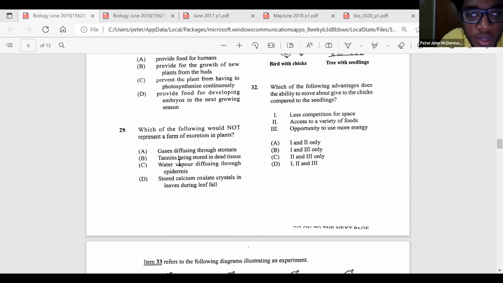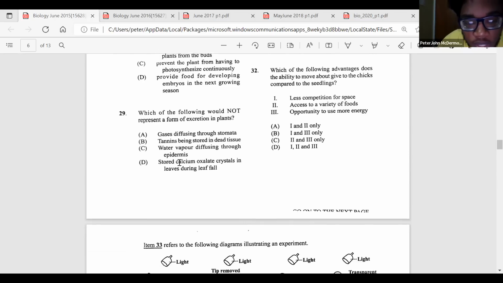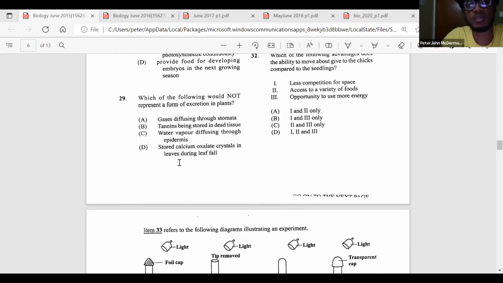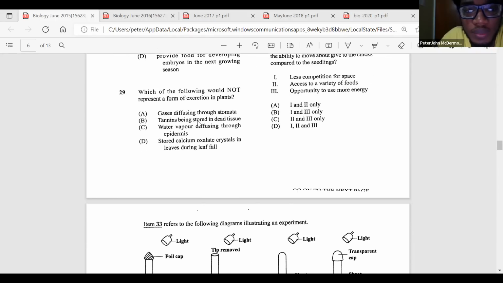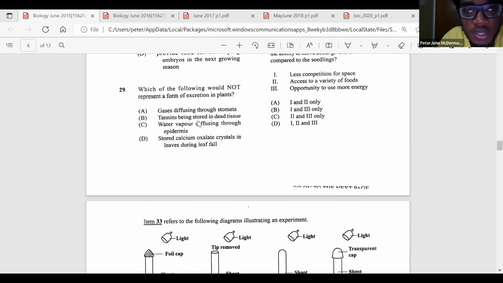So which of the following would represent a form of excretion in plants? What would I go with? I would probably go with B if it was me, but again, 1 mark out of 60, not going to kill you. Which one of the following would not represent a form of excretion in plants? Gases diffuse into stomata, tannins being stored in dead tissue, water vapor diffuse into epidermis, stored calcium oxalate crystals in leaves during leaf fall.